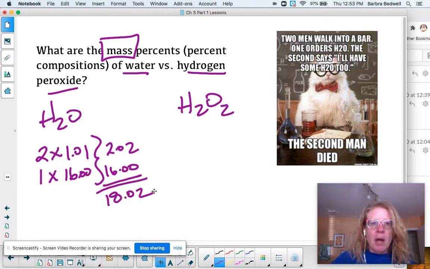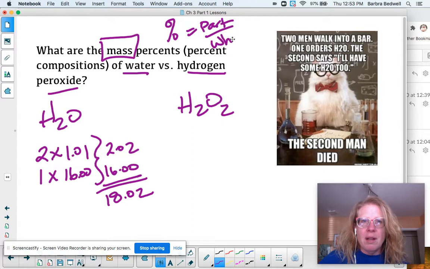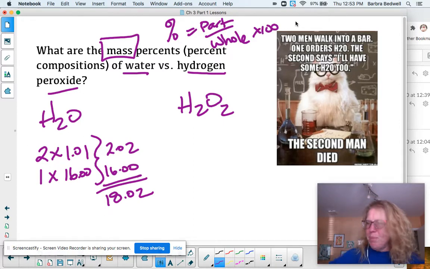Now remember, percent is part divided by whole. Always, whenever you're doing it, percent is always part over whole. And then we do the times 100 because it's a percent. That's actually what the word percent means. It means per 100. So you always have that in there. A lot of times I don't say the per 100 because I figure as honor students, you should probably know that there's 100 in there, but just in case.